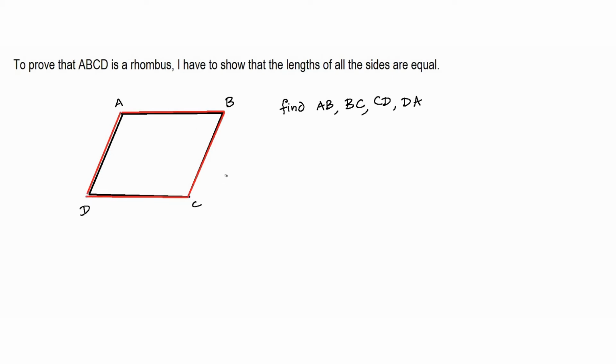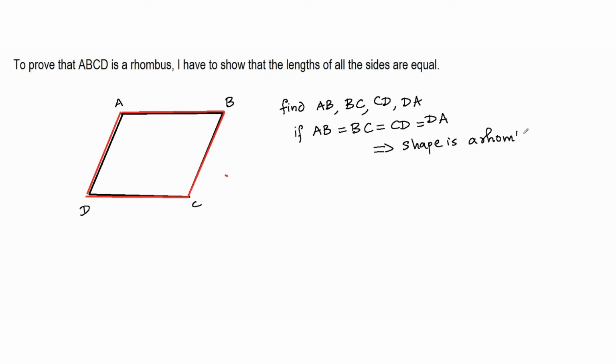And once I find the distances, I can show that this particular shape is a rhombus. So after you find all four lengths, if the length of AB is equal to the length of BC, which is equal to the length of CD, which is equal to the length of DA, then I can conclude that the shape is a rhombus.